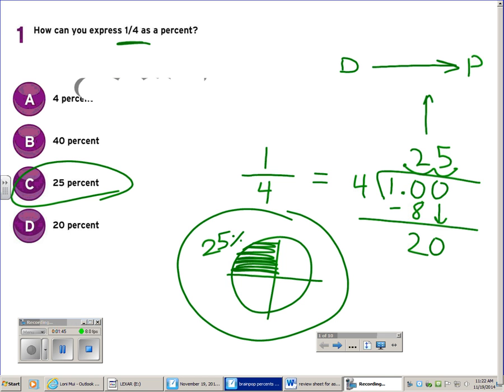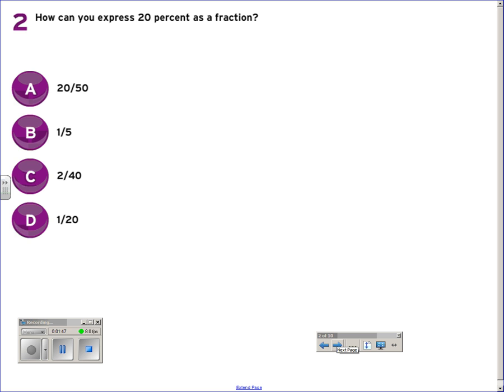All right, number 2 is how can you express 20% as a fraction? That symbol, percent, means out of 100. So 20% is 20 out of 100. Not a choice. It can be simplified.